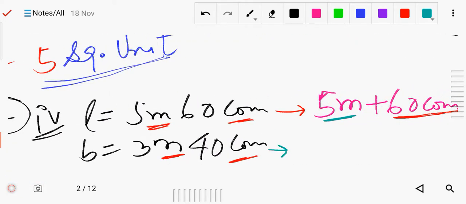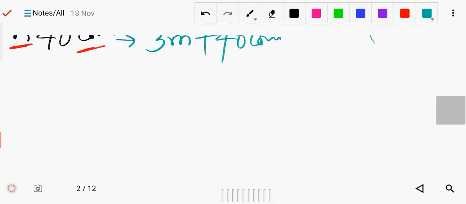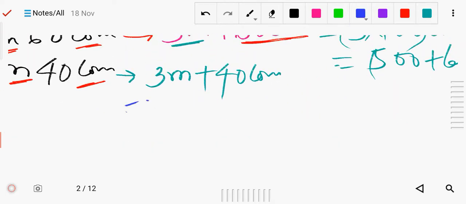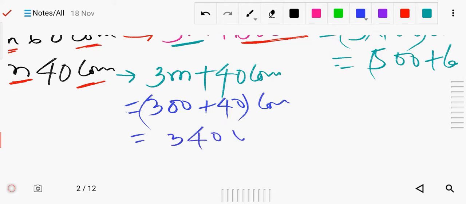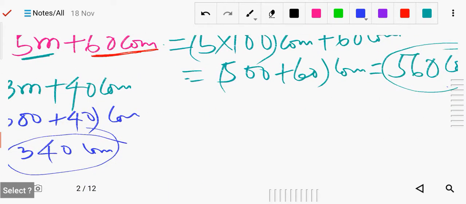Now this again we will solve. I will do this directly, you can do it. Again you have to write in the plus form, 3 meter and 40 centimeter. So this 3 will be multiplied by 100, so it will be 300. So 300 plus 40 centimeter, it is 340 centimeter. Now both are changed. Now this is in centimeter, this is also in centimeter.